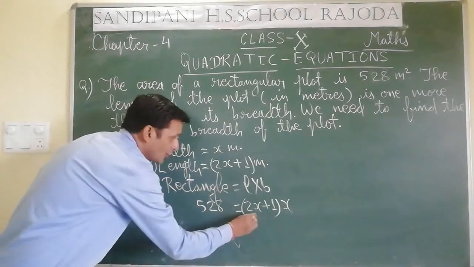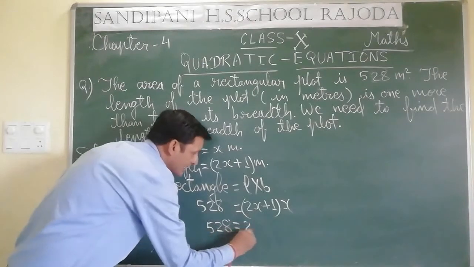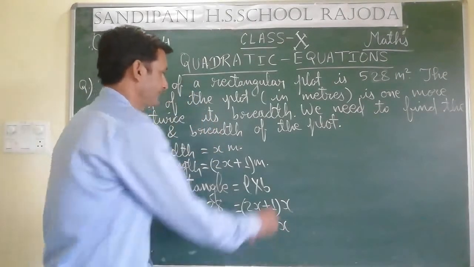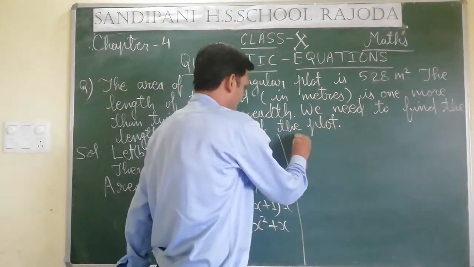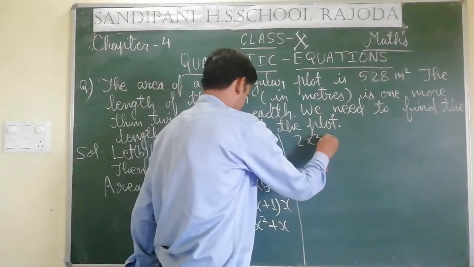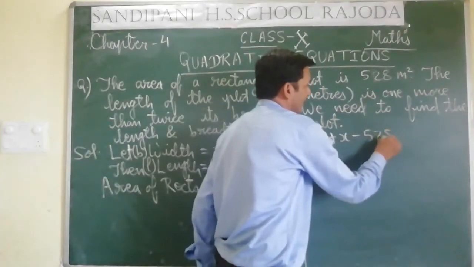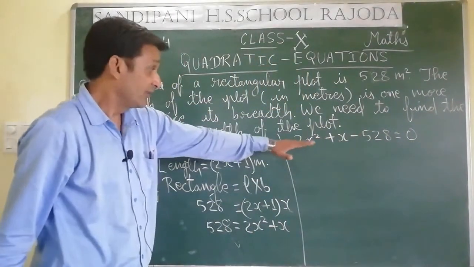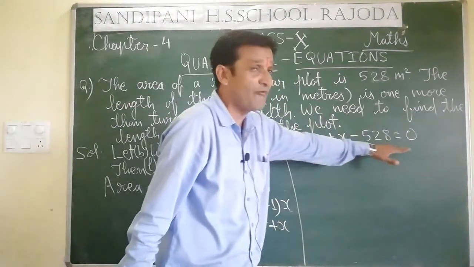Now, 528 is equal to 2x square plus x. So, it will be 2x square plus x minus 528 is equal to 0. Now, this particular mathematical statement is formed in the form of an equation.